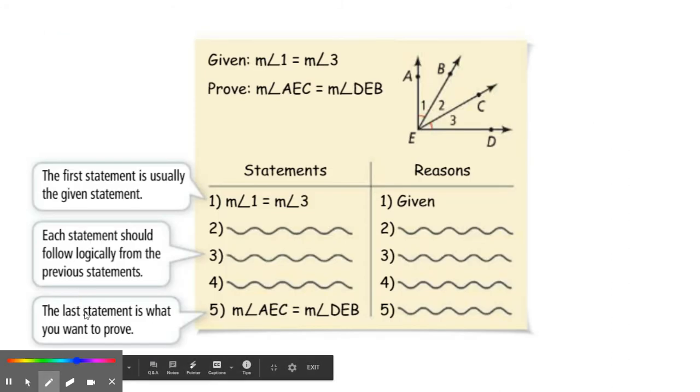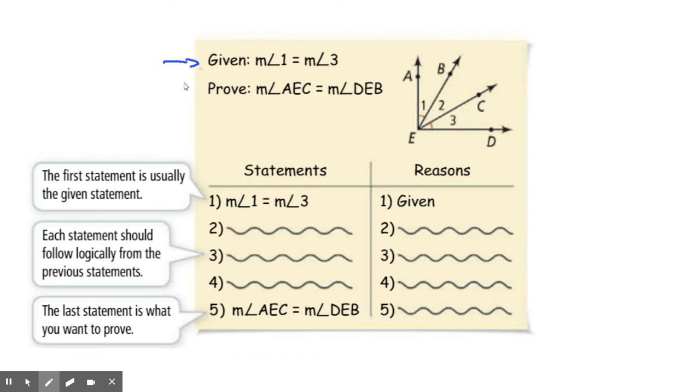All right, so here is what a 2-column proof looks like. So you are given some information. You want this to be a lot of information. The more you're given, the more you have to work with. Then you need to prove something. Notice in your proof, the very first step is what you are given. And notice the reason is just the word given because that's how you know it's true. You're given it. The very last step is what you want to prove.